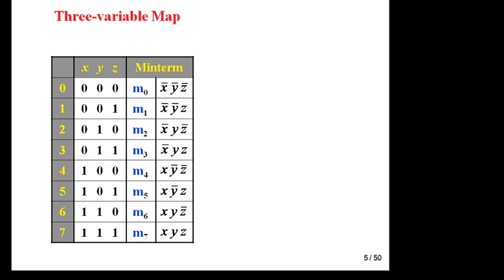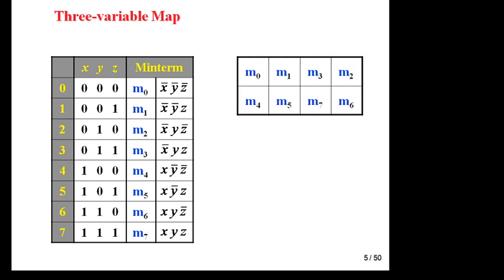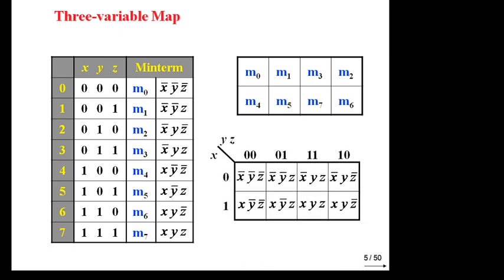Now the 3 variable K-map came up. There will be 8 cells, M0 to M7, and you have to remember one important thing: the third row and third column is always the highest one. In the case of 4 variables or 5 variables, the third column is the highest one, 1 1, with the sequence 0 0, 0 1, 1 1, 1 0.